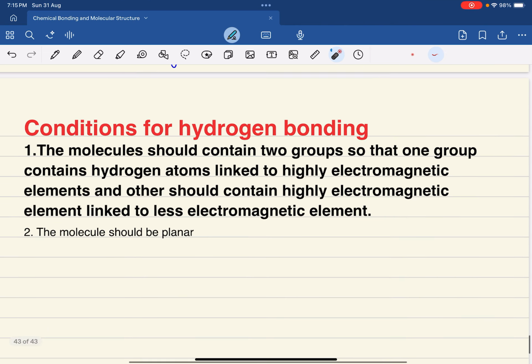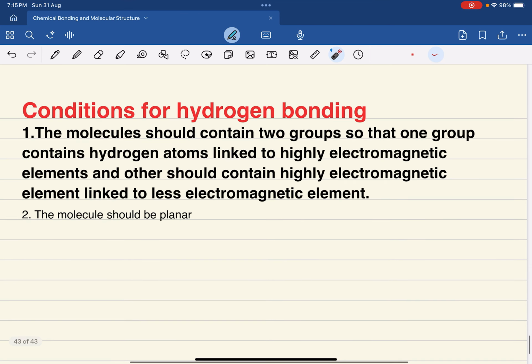The next topic is conditions for hydrogen bonding. There are two important conditions. Number one, the molecule should contain two groups, so that one group contains a hydrogen atom linked to a highly electronegative element and the other contains a highly electronegative element linked to a less electronegative element. Number two, the molecule should be planar. Then number three, I am going to explain with the help of an example: orthonitrophenol.